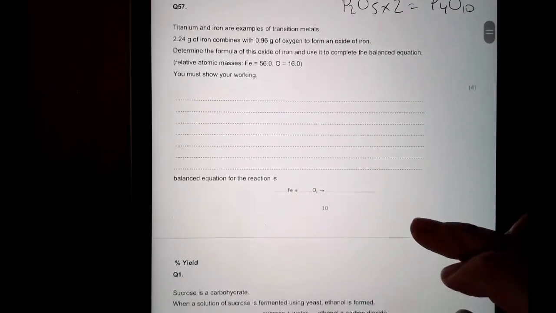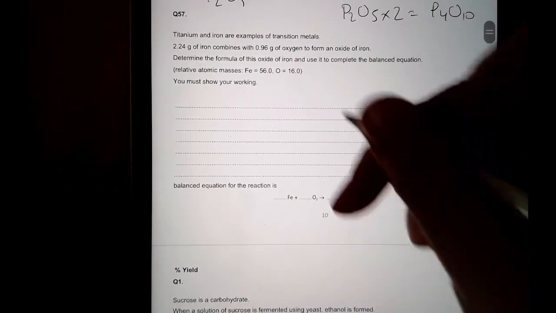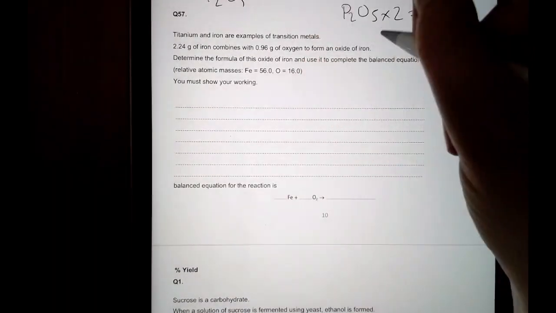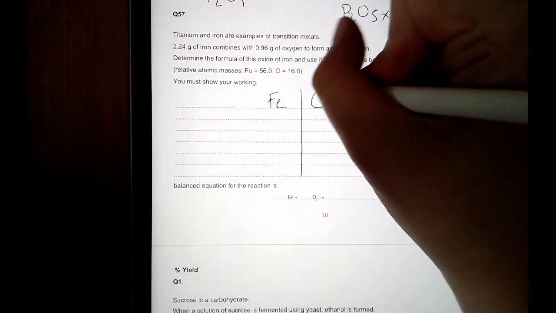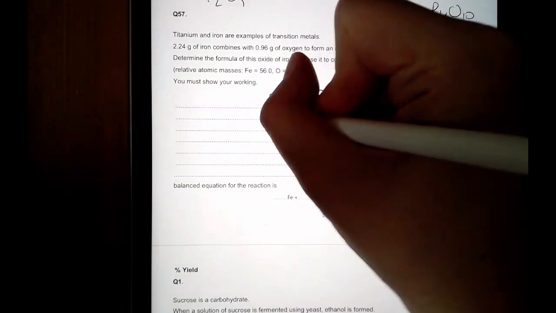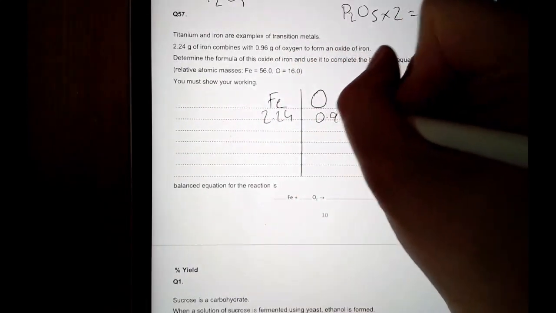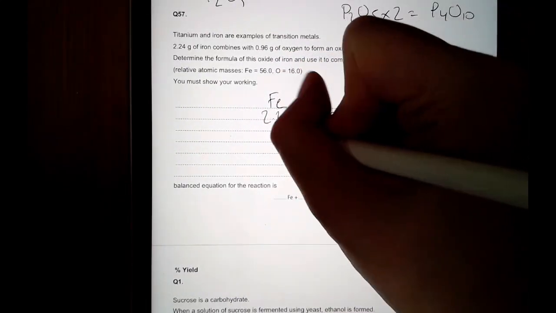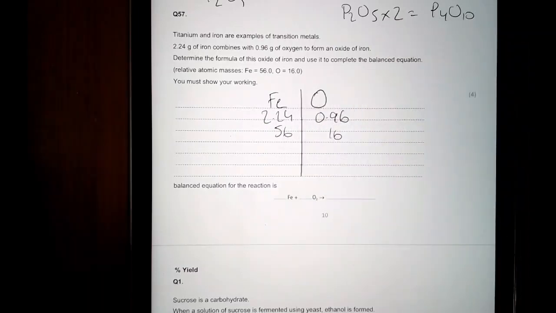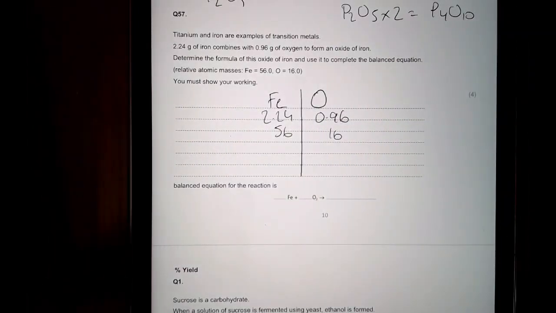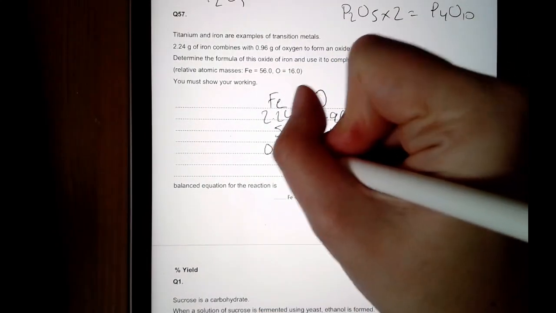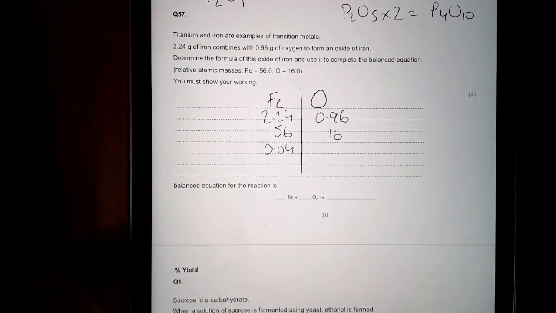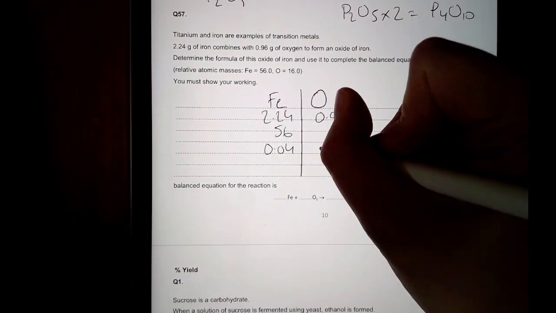The next question, titanium and iron, blah, blah, blah. No, you've got iron and you've got oxygen. So again, you've got iron, you've got oxygen, 2.24, 0.96. Again, I'm dividing by 56. I'm dividing by 16. It's not going to be diatomic. It's in a compound. And I get 0.04, which I seem to be getting a lot. And 0.96 divided by 16 equals 0.06.